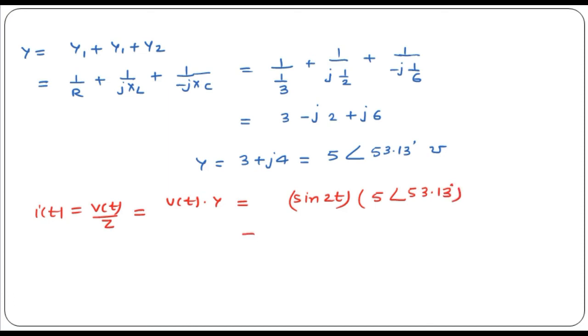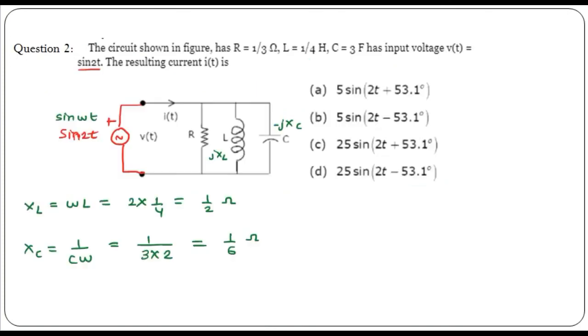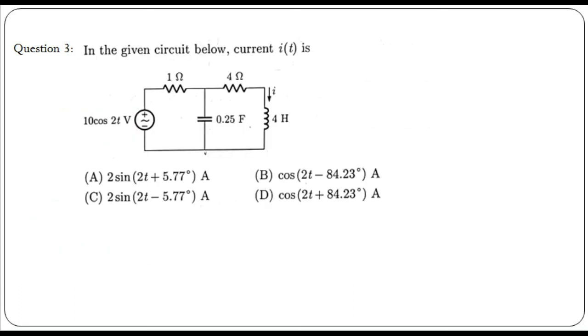Okay, so the magnitude of sine of 2t is 1. So we multiply the magnitudes and add the angles. So 1 into 5 will be equal to 5 into sine of the angle we will add, that is 2t plus 53.13. So this is the current which is flowing through the total circuit, that is, I of t current is 5 into sine of 2t plus 53, so option A is correct. Now let us see the next question.